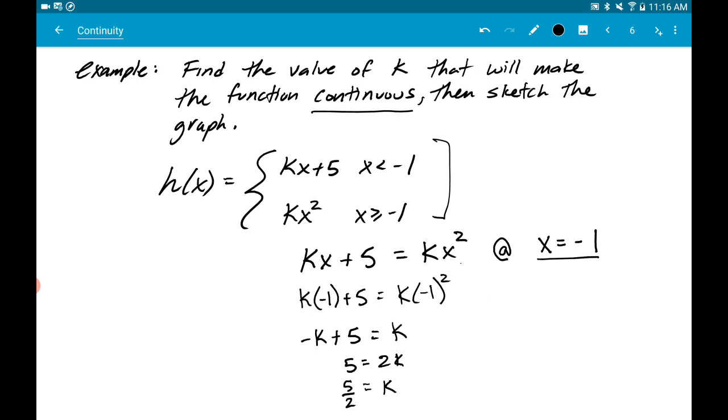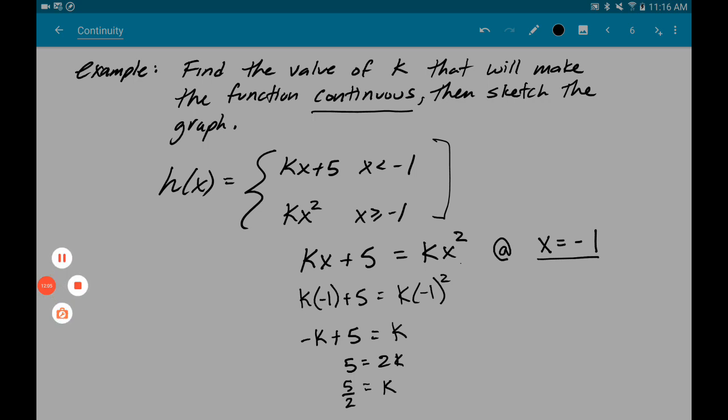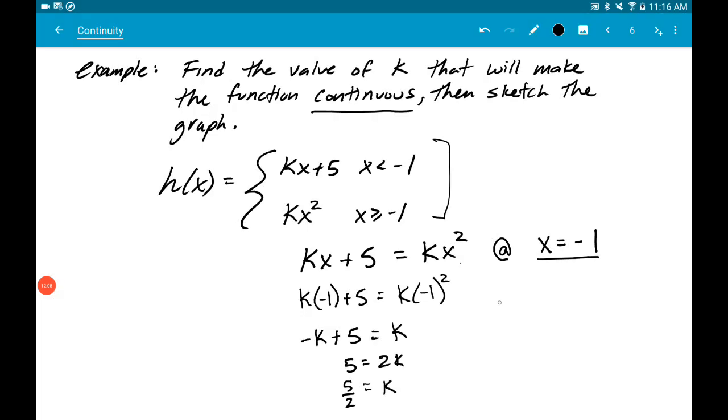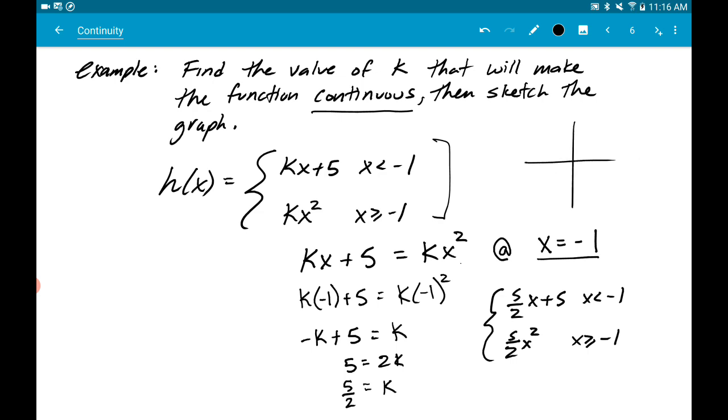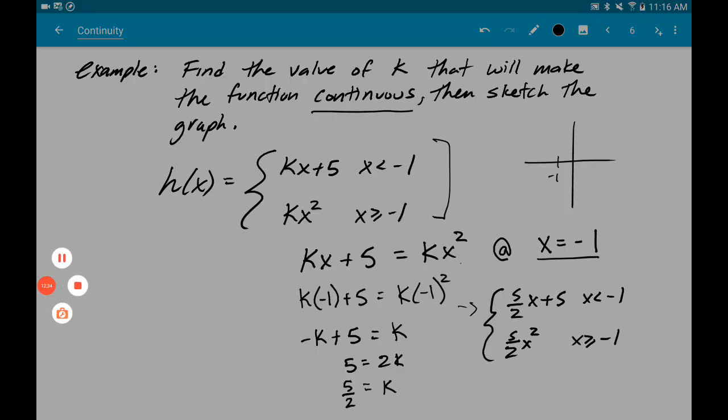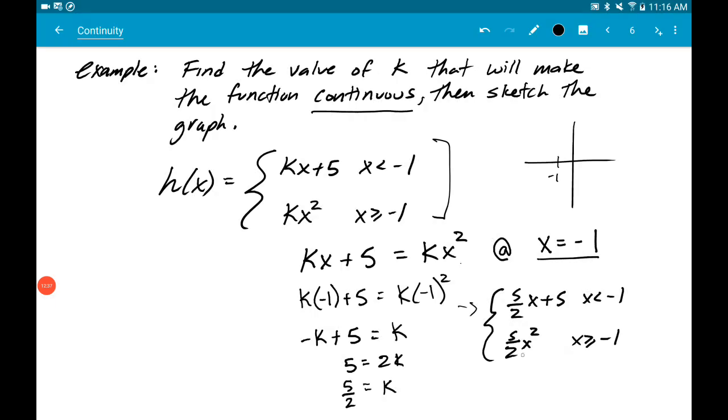To finish this up, if you want to verify it, try plugging into your calculator. Hopefully you can do it by hand. It's not too bad. But if you actually graph this now and write 5 over 2 x plus 5 when x is less than -1, and you wrote this as 5/2 x squared when x is greater than or equal to -1, what you would have, and this is just a rough sketch, but you would have a line, and when it comes into -1, it's going to come in perfectly and touch this parabola. 5/2 x squared is just your classic x squared.